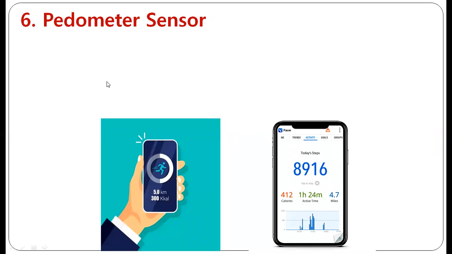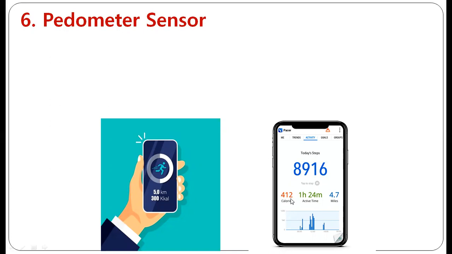Pedometer sensor. In some of the phones, we can have this type of pedometer sensor. It actually gives the total number of steps or total walking distance. For example, if this is activated for, let us say, one day, then at the end of the day, if you open this particular app, it will give the complete information, like total number of steps, 8,916.